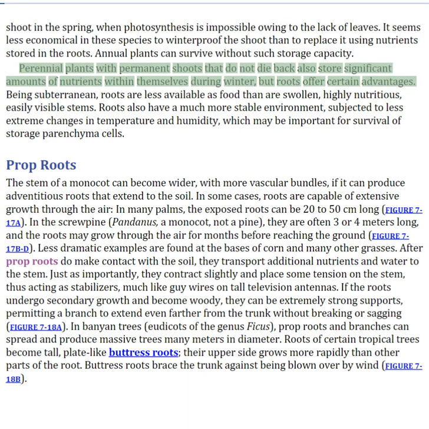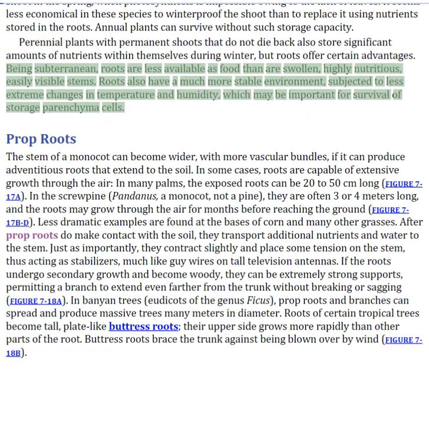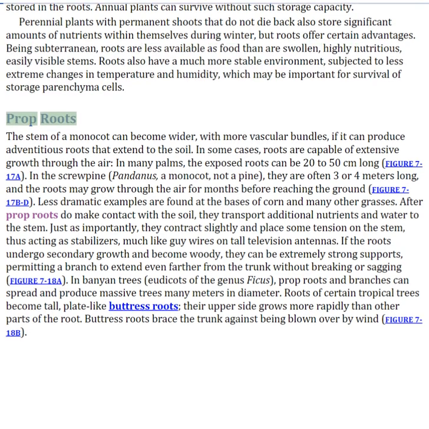Perennial plants with permanent shoots that do not die back also store significant amounts of nutrients within themselves during winter, but roots offer certain advantages. Being subterranean, roots are less available as food than are swollen, highly nutritious, easily visible stems. Roots also have a much more stable environment, subjected to less extreme changes in temperature and humidity, which may be important for survival of storage parenchyma cells.